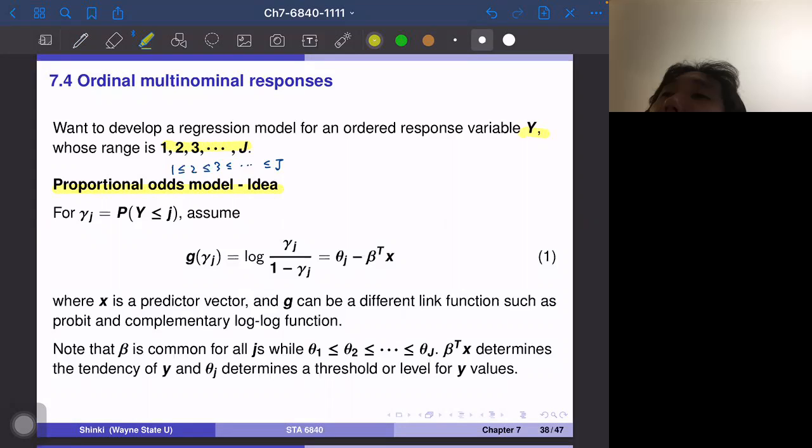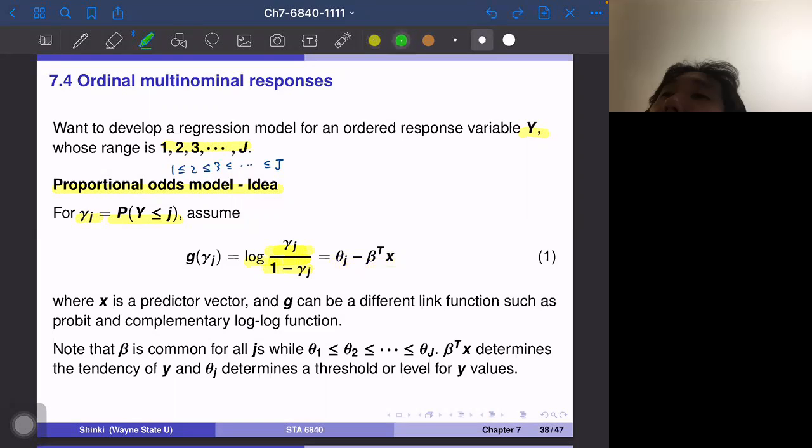The idea is to think about the probability of y being less than j, so not equal to, but less than j. If j is 1, it's smallest, j equal to capital J, it's largest, and j equal to 2 or 4, it's in the middle. Then how to model this? We name this as gamma j. Then we assume that some g of gamma j, for example, the logistic function of gamma j, is equal to theta j minus beta transposed x.